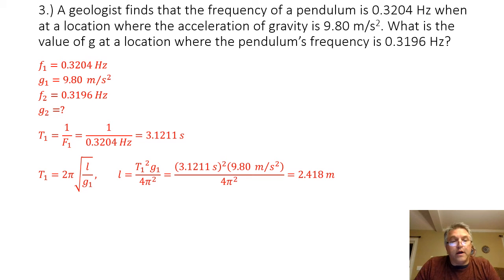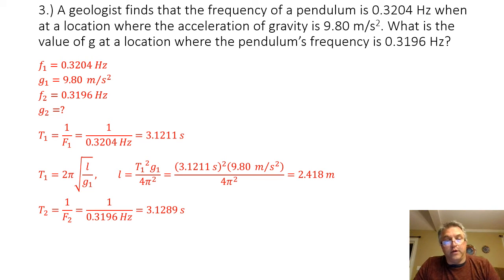Now I need to find the period of the pendulum at the second location. And again, I just take the reciprocal of the frequency at the second location. When I do that, I will have a period of 3.1289 seconds.